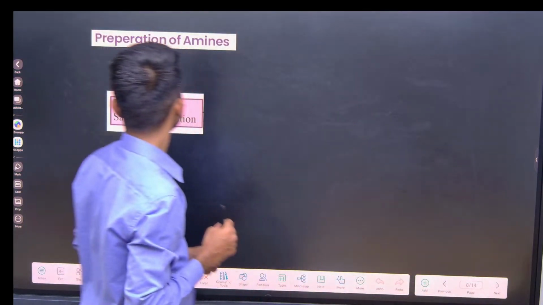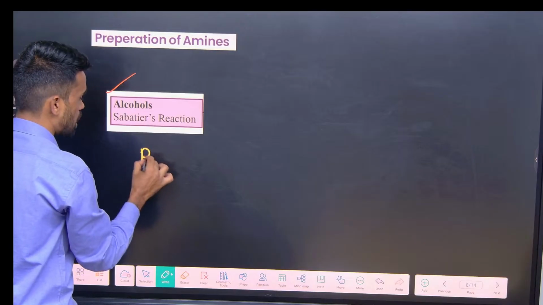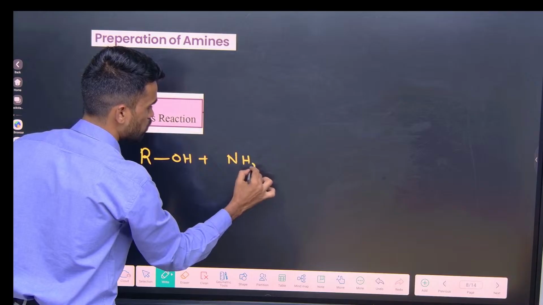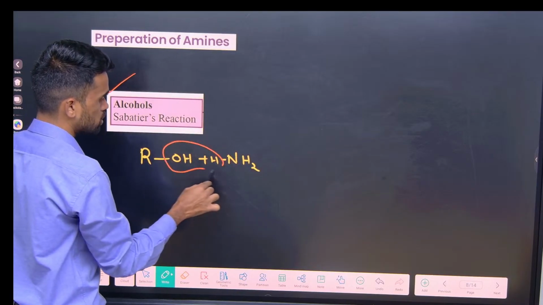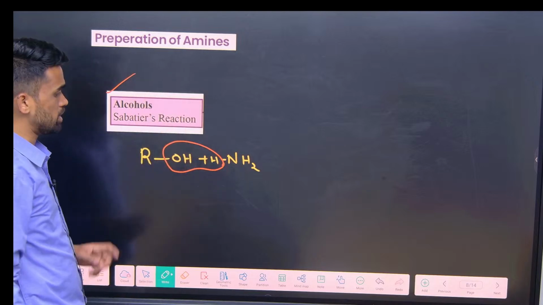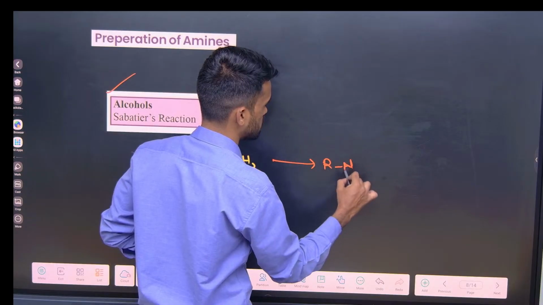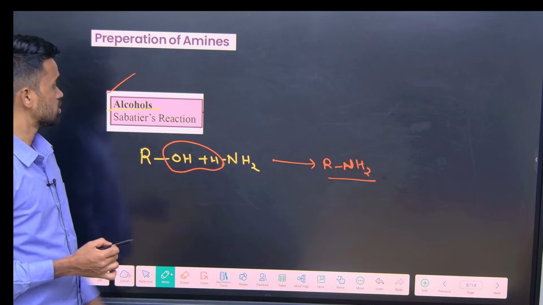Then the next method is from alcohols. Simple, you just take alcohol and treat it with ammonia. From ammonia you have NH3, so just remove this OH and this H. What happens? You are going to get an RNH2 type of product. That's it. This is what you do with alcohols.